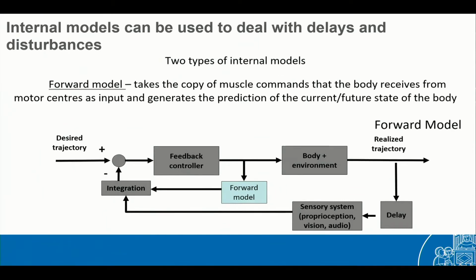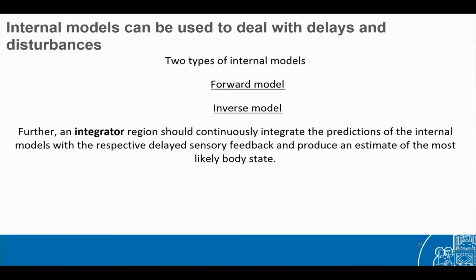Another type of internal model is the forward model, which takes the copy of the muscle command that the body receives from the motor center and generates the prediction of the current and future state of the body. We also need an integrator that should continuously integrate the prediction of the internal model with the respective delayed feedback coming from the body and produce an estimation of the most likely body state.